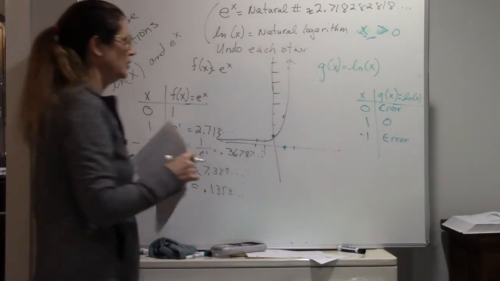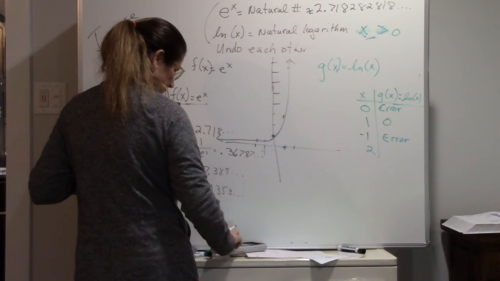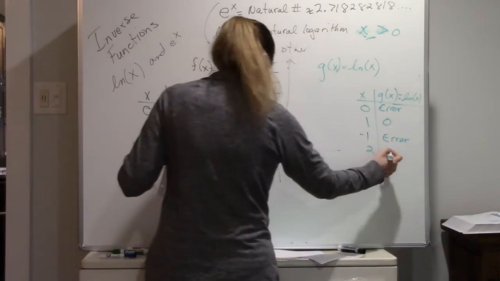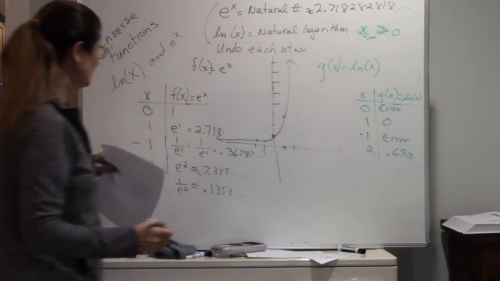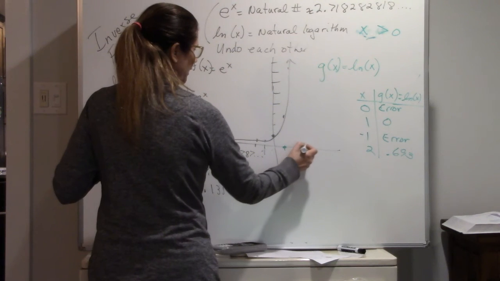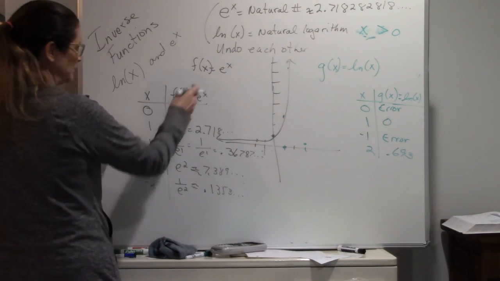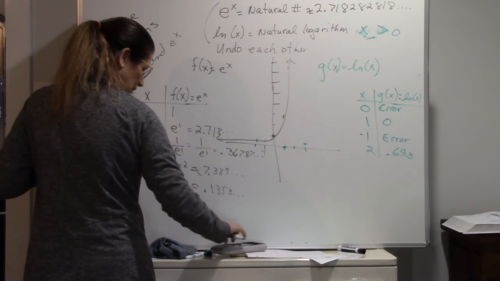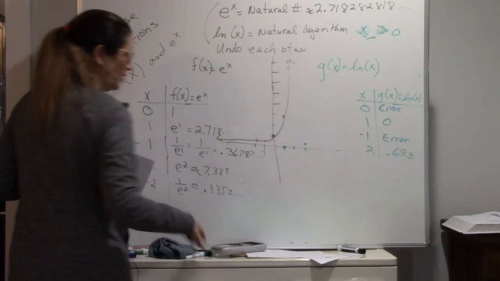So the domain changes a little bit in an ln, but it is the inverse of the natural number. So when I plug in 2, if I have ln of 2, I'm going to end up with 0.693. Okay, so when I have x is 2, my ln is 0.693. If I plug in 0.693 in here, I end up with about 2.